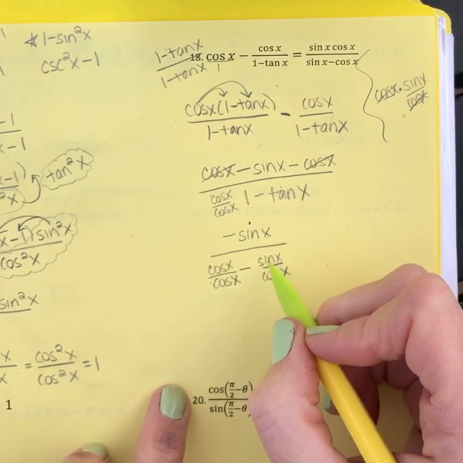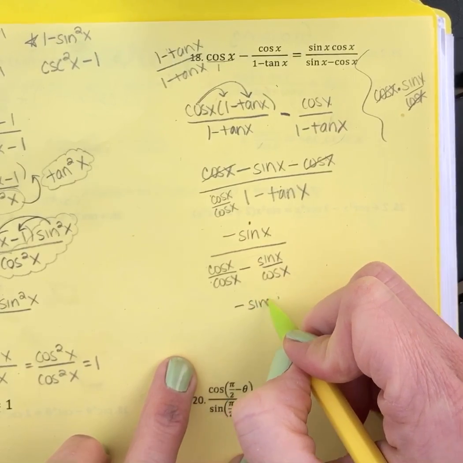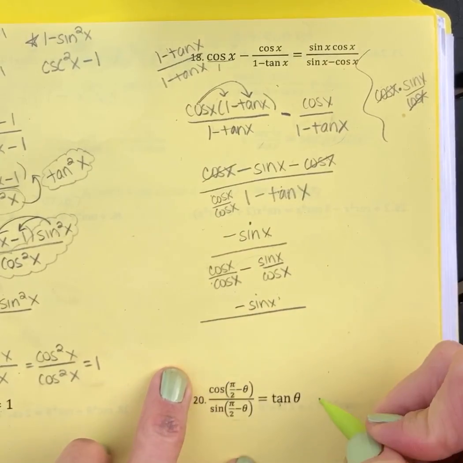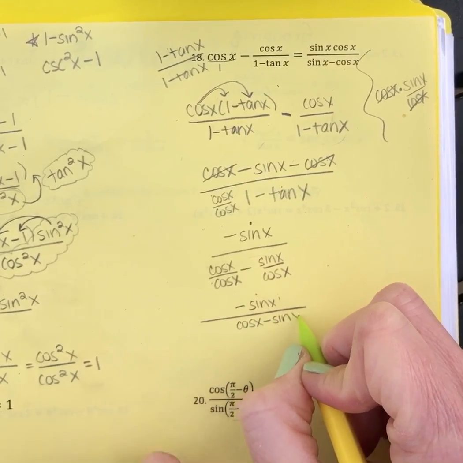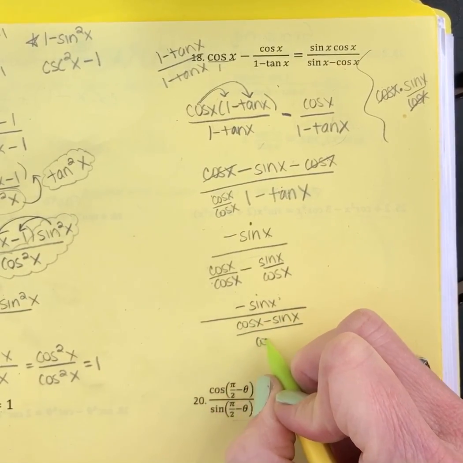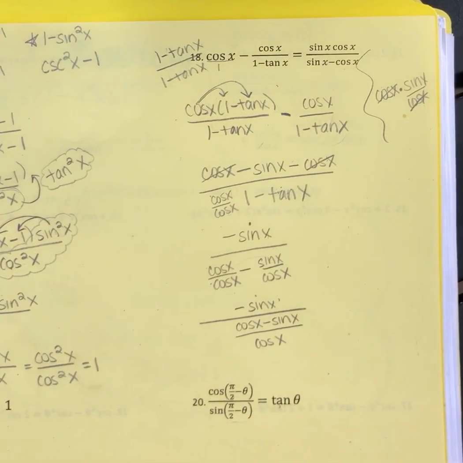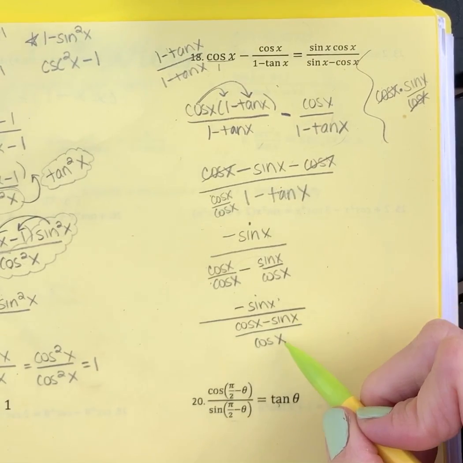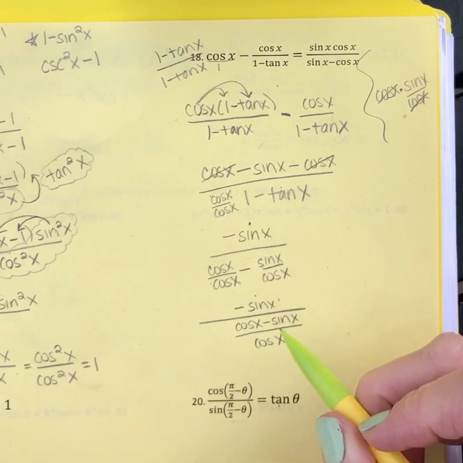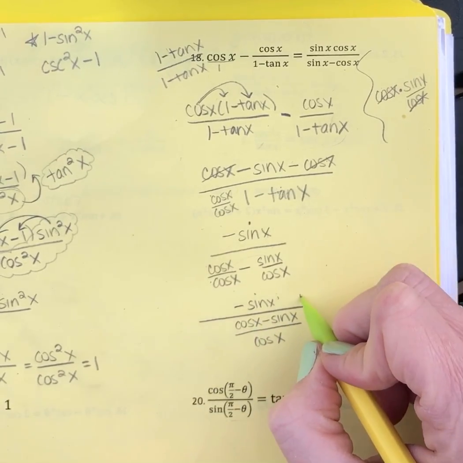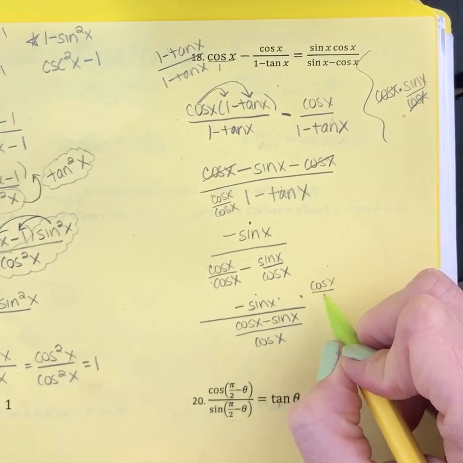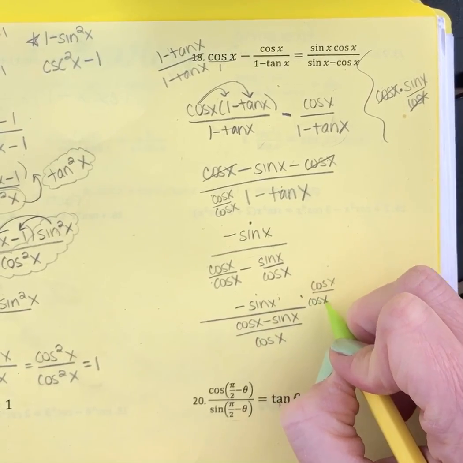All right, so if I subtract these, I have negative sine x in my numerator over cosine x minus sine x over cosine x. All right, I'm going to multiply by the reciprocal. So the reciprocal would be cosine x over cosine minus sine.